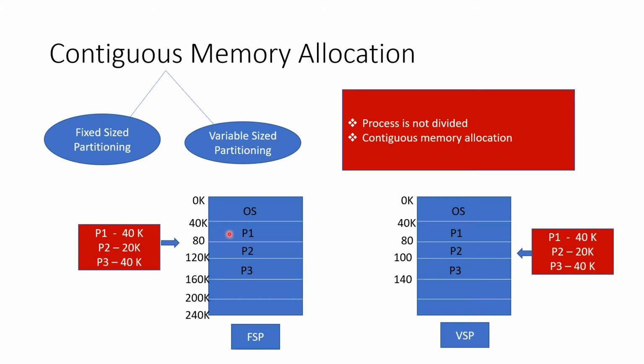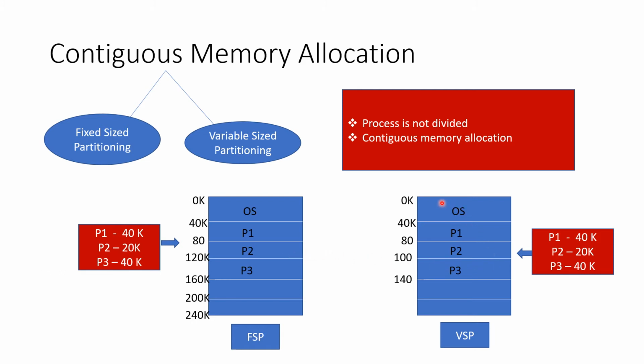Processes are loaded as they arrived, like P1, P2 and P3. But the problem is, P1 requires the full 40K space, so this 40K space is allocated to P1. In case of P2, it only requires 20K, but the partition size is 40K in RAM, so this 20K gets wasted, and this is the drawback of fixed size partitioning. This is known as the internal fragmentation problem.